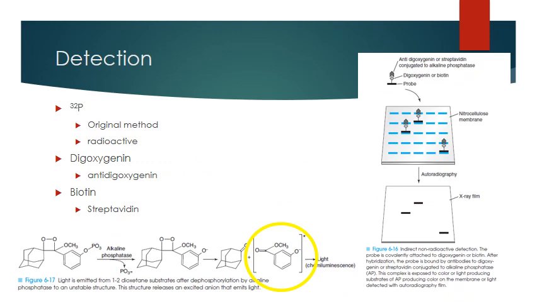Okay, so how do we detect? What detection methods are we going to attach to our probes so that we can see that the probe is attached to something? Well, originally, in the method developed by Dr. Southern, he used radioactivity, because everybody used radioactivity then. He used phosphate 32, which is very easily detected.